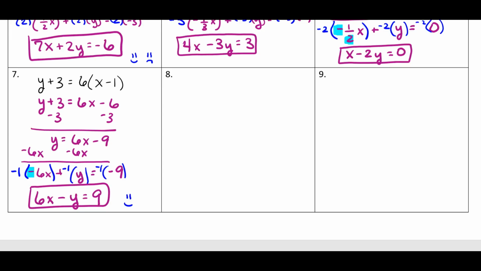If you didn't, fix it, and then make sure you remember, you might want to star or highlight that you need to actually remember to multiply by negative 1 on here. That's a very common mistake, and I don't want to see you do that on your test or quiz.